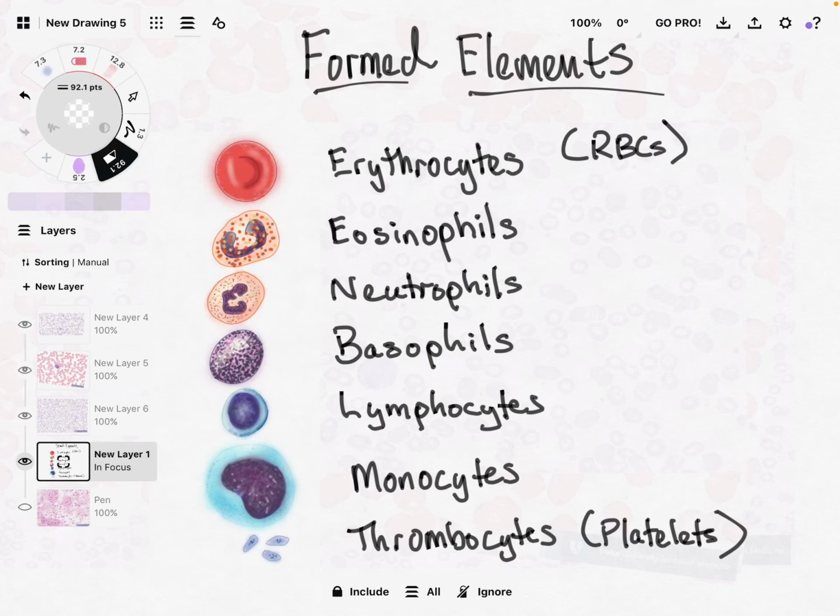Today I'm going to be focusing on histology, particularly histology of blood. But first I wanted to talk about what it is we're going to be looking for. Formed elements. So formed elements are less than 0.5% of whole blood.